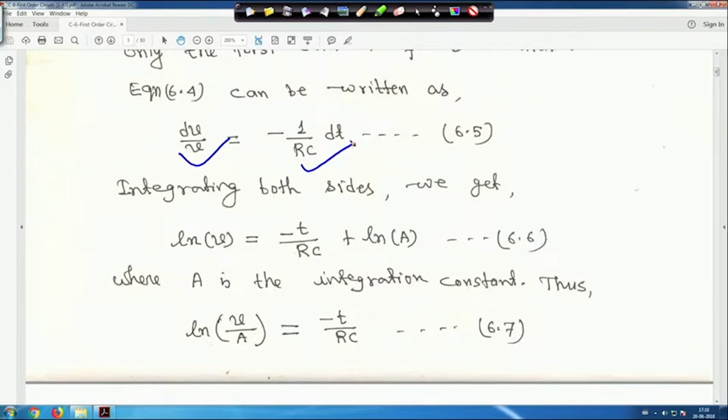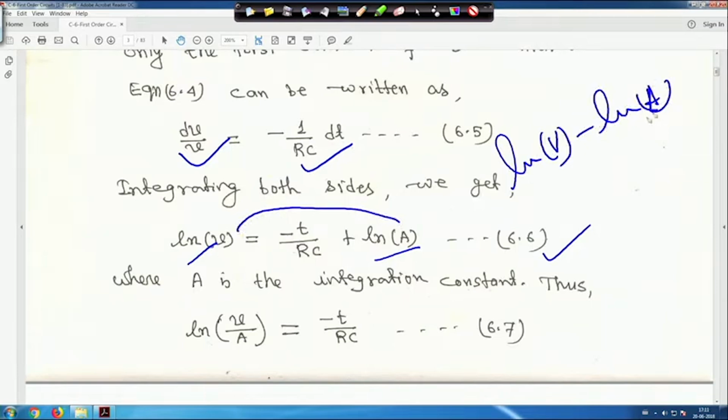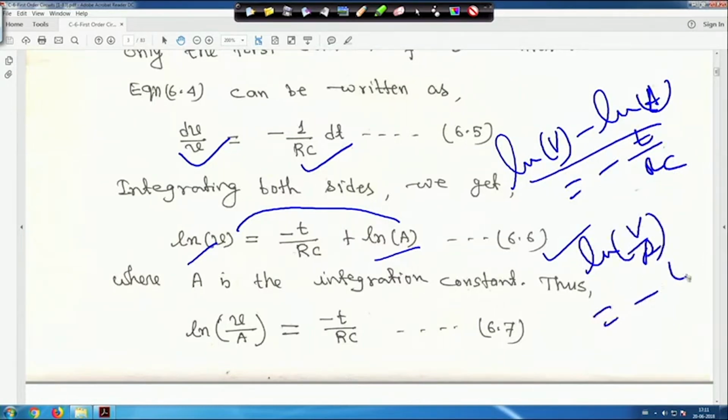Integrate both sides, and you will get ln V is equal to minus t upon RC plus some constant; ln A we have taken, instead of C1 or C2, for simplicity. So, this is equation 6. Where A is the integration constant, thus ln V minus ln A is equal to minus t upon RC. So, this can be written as ln of V upon A is equal to minus t upon RC. So, this is equation 7.